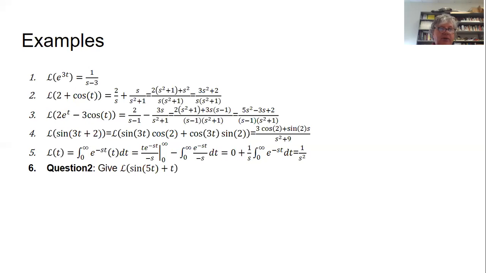Here's a little trickier one. What's the Laplace transform of sine of 3t plus 2? Sometimes we have to do that, right? Because we might have some phase shifts. Well, we just use the addition formula for sine. So that's going to be sine of 3t times cosine of 2 plus cosine of 3t times sine of 2. And so we can take the Laplace transforms of that, and we get the answer that we see there.